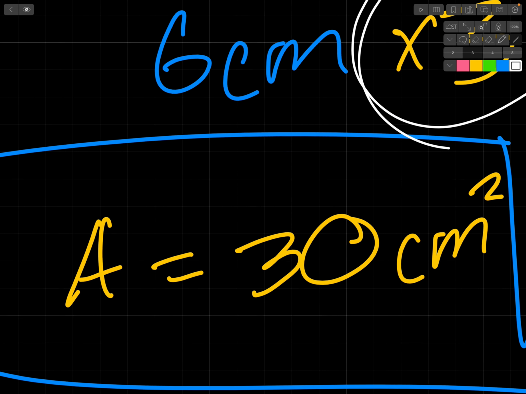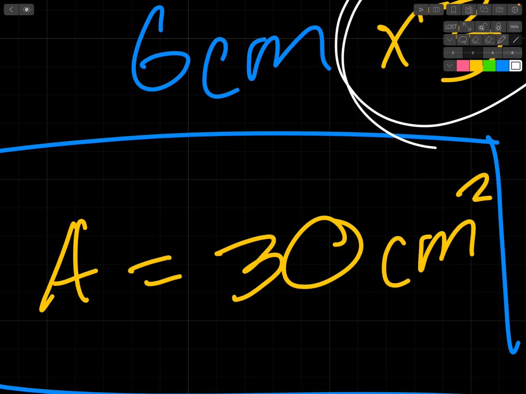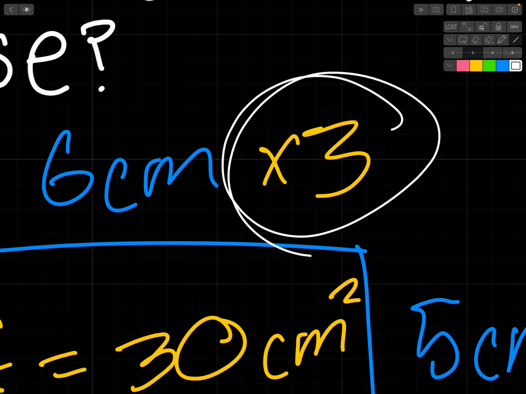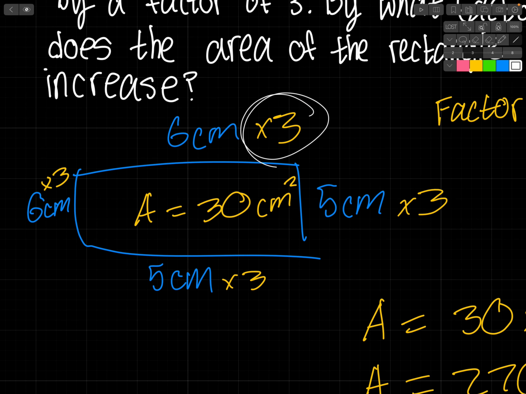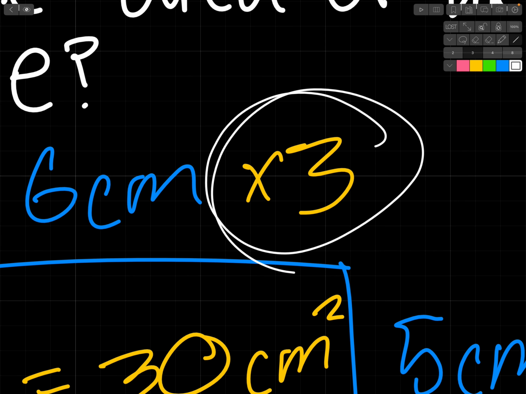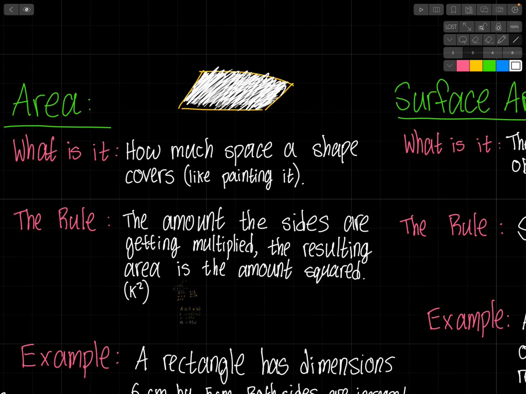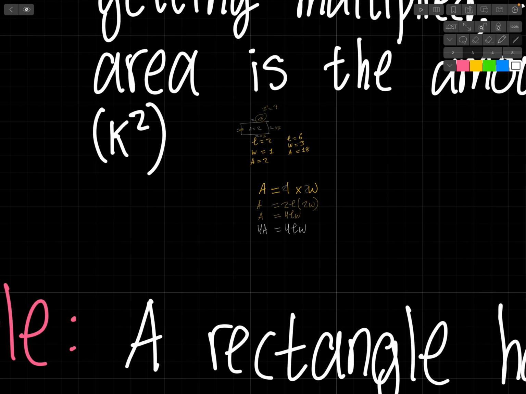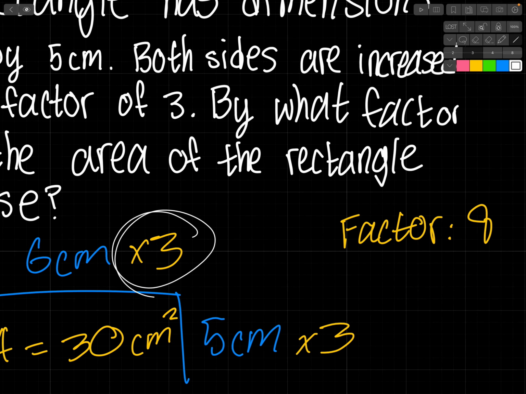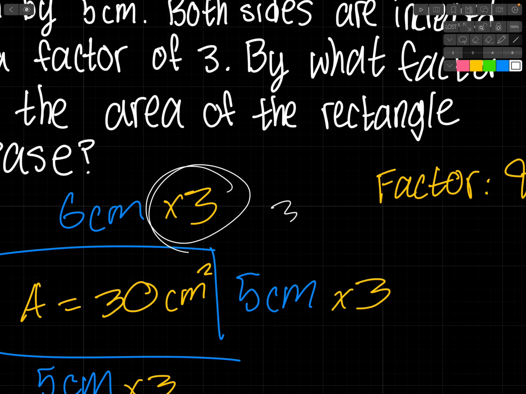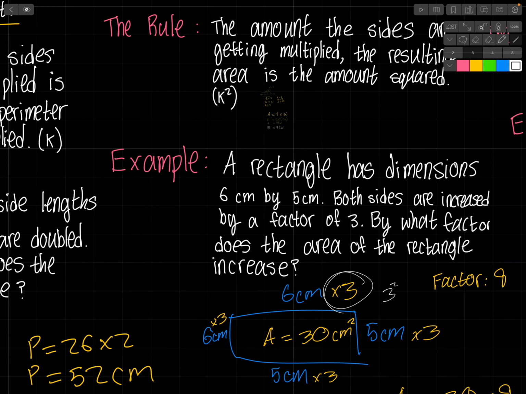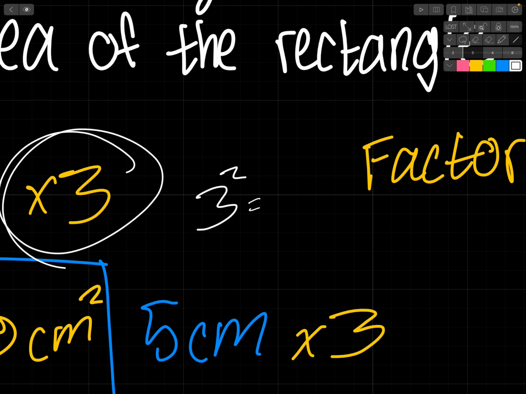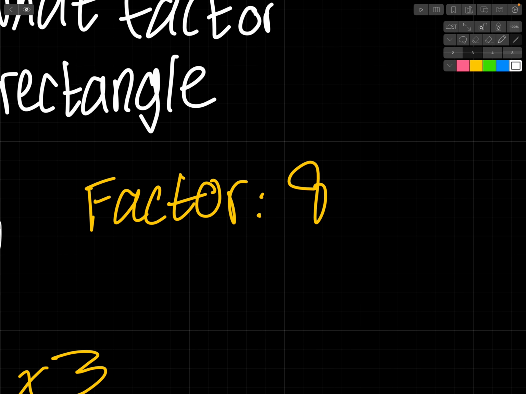So we're trying to find how much this area increases by when these side lengths are tripled. So we see that all the side lengths are tripled. So we take the scale factor, which we introduced was K. K is 3. So we grab 3 and we square it, as it says, K squared. 3 squared equals 9. Thus the factor is 9.